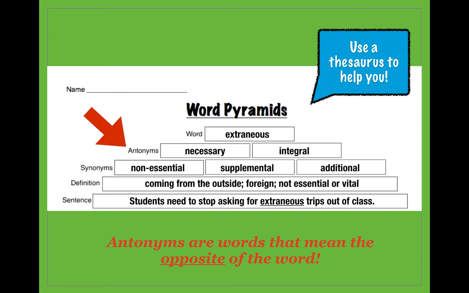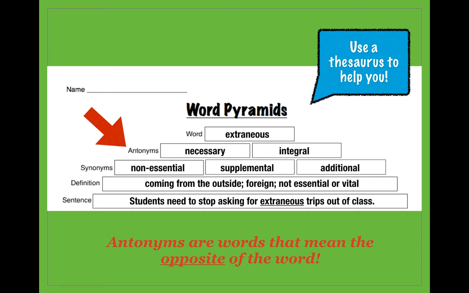Antonyms are words that mean the opposite of the word. So as you can see here, I added 2 antonyms, which I found when I did a search through a thesaurus. So when it's all said and done, your word pyramid will have the word, 2 words that mean the opposite, 3 words that mean almost the same thing, the definition, and the word used in a sentence.